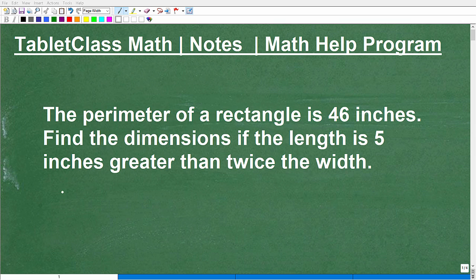Okay, let's go ahead and tackle this word problem. And this word problem is pretty typical for the pre-algebra or algebra 1 level of mathematics. Okay, so some of you out there can be in other types of courses.